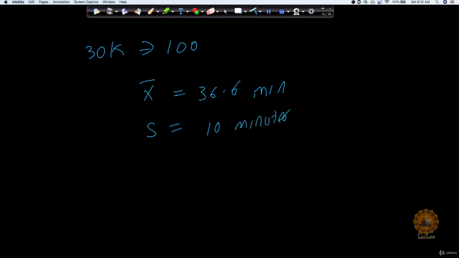We then said that the sample mean cannot be taken as the population mean, as there might be some errors in the sampling process. However, we can say that the population mean, that is the daily commute time of 30,000 employees, can be written as x mean, which is 36.6 plus or minus some margin of error.